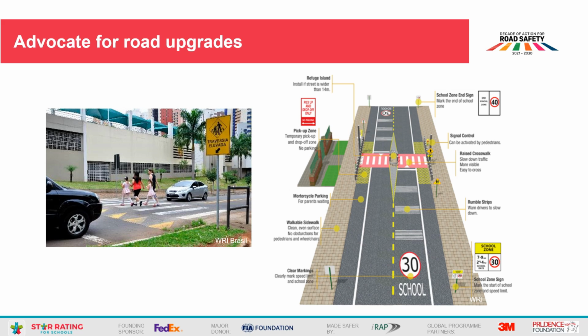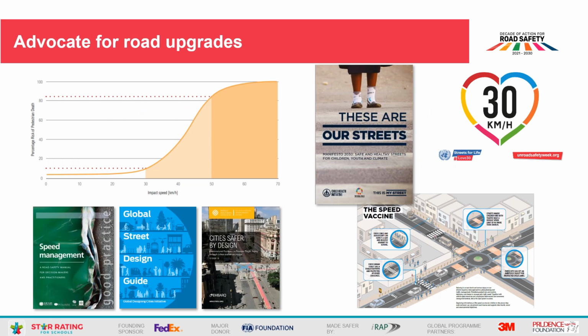Make sure to address in your discussions speed management, pedestrian facilities, and traffic calming measures. You don't have to be an expert in these solutions, but you have to understand that these are life-saving solutions. There are plenty of good examples and cases to get inspired by. On Moodle and in Star Rating for Schools page, you can find links to recognized publications and references to help guide the interventions that should be implemented as part of your project to design safe infrastructure.